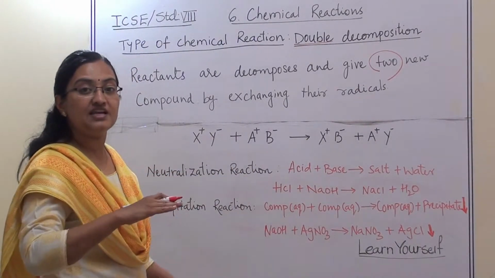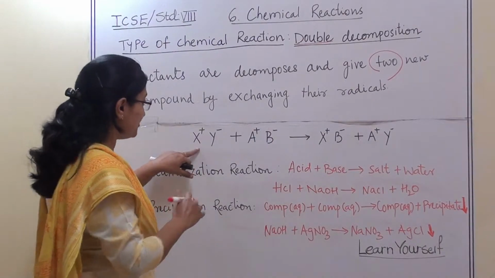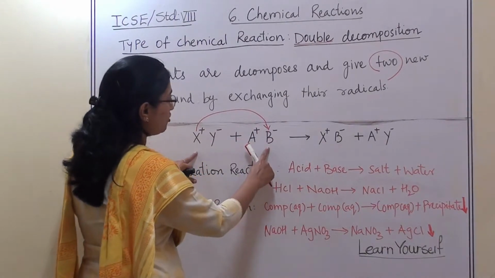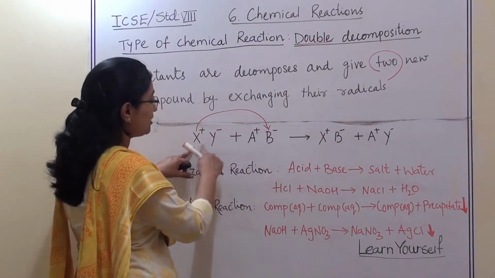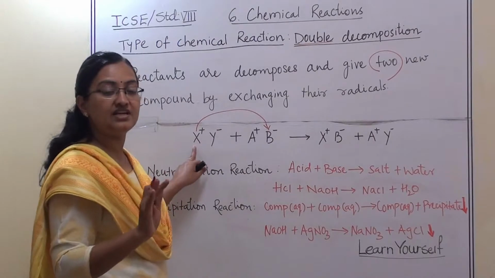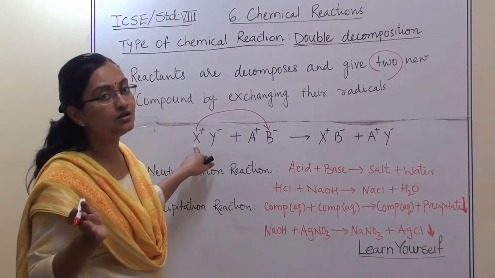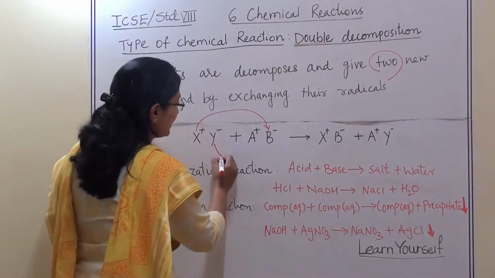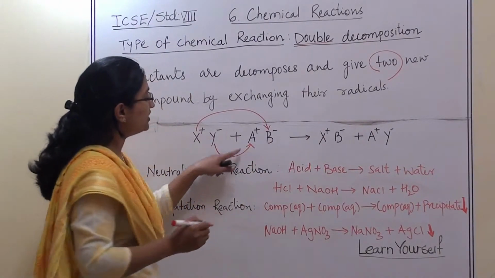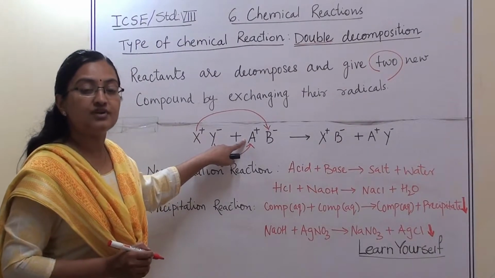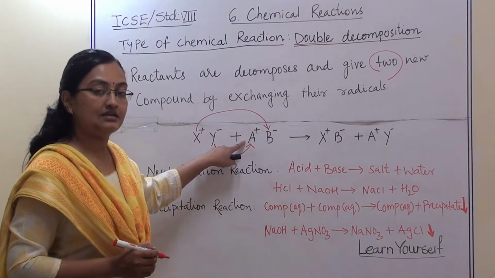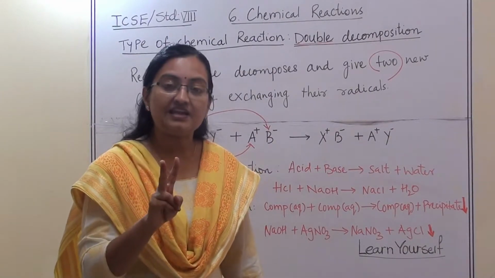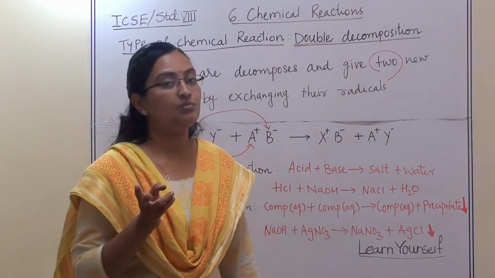The positive radical of the first will go with the negative radical of the second reactant. It cannot go with a positive radical; a positive radical cannot combine with another positive radical. So they are exchanging their radicals, and this negative radical will go with the positive radical of the second reactant. In one compound there will be only two radicals, one positive and one negative.